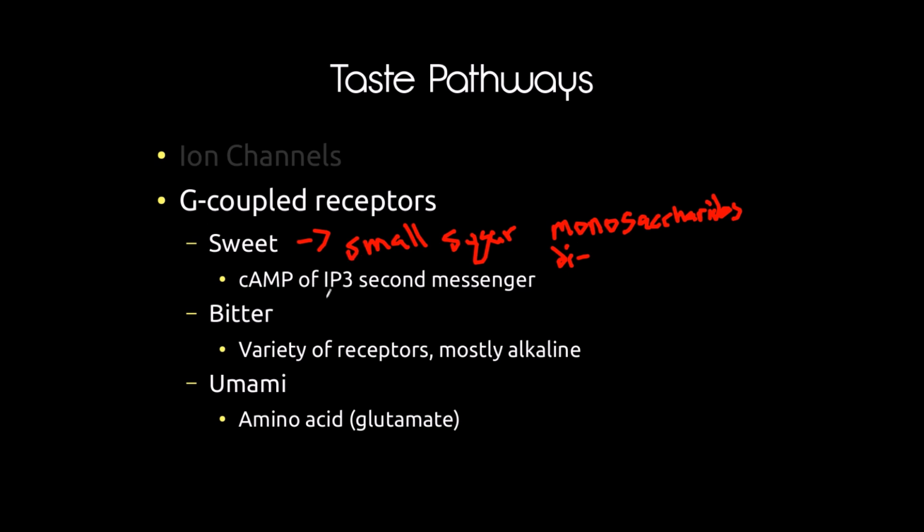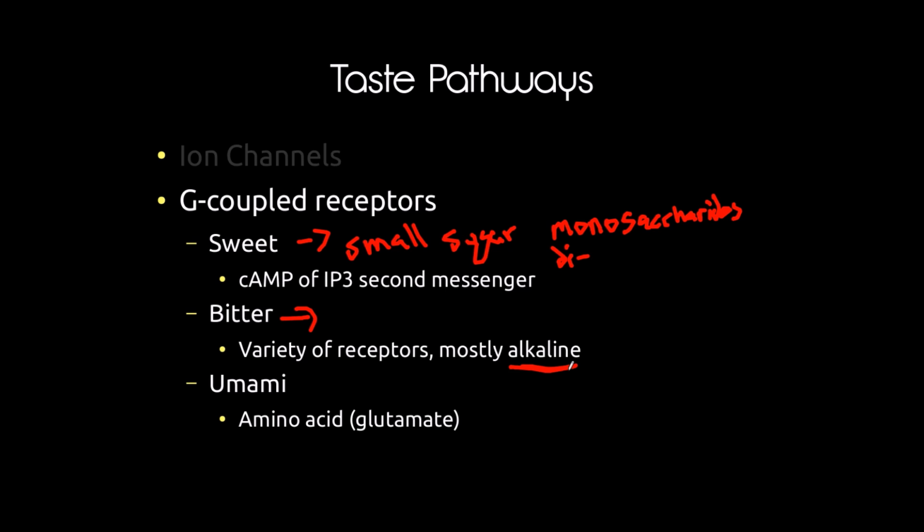We have bitter. These are responding mostly to alkaline substances, although there's kind of a range of different substances that they respond to, but most of these are going to be alkaline. And again, this is a G protein coupled receptor.